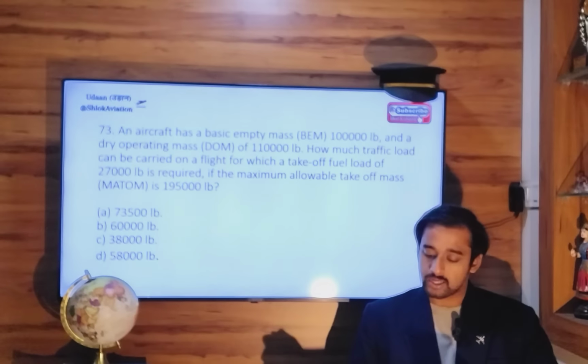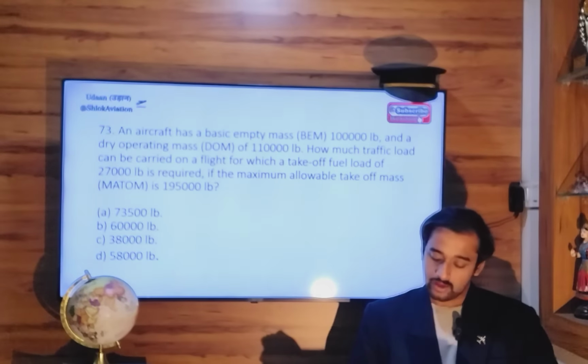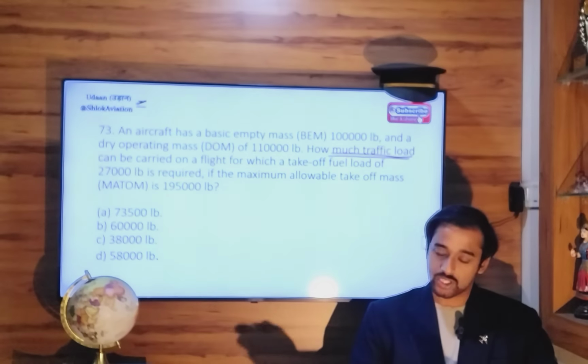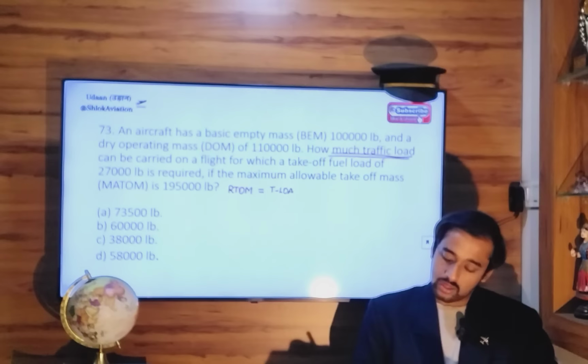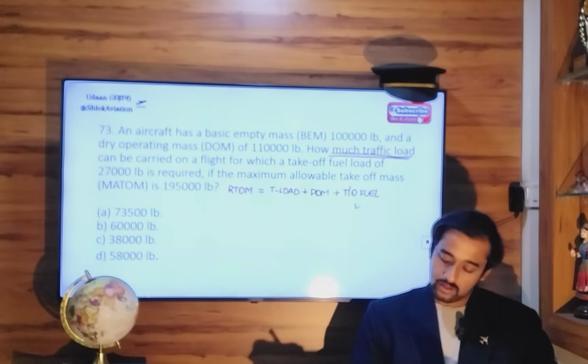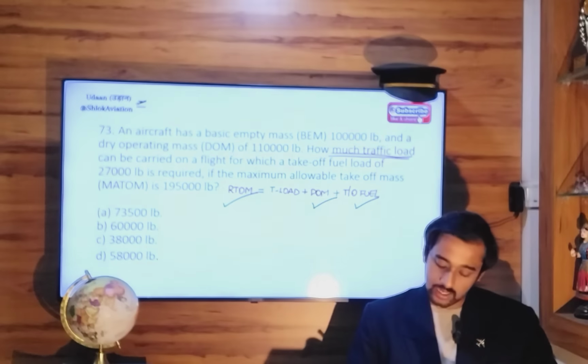73. Aircraft has a basic empty mass as a dry operating mass. How much traffic load can be carried on this flight for which a takeoff fuel load of 27,000 pound is required if the maximum allowable takeoff mass is 195,000 pound. So we have to calculate traffic load in this question. Now we have one direct formula in which regulated takeoff mass equals to your traffic load plus dry operating mass plus your takeoff fuel, right? Now looking at this question, we have takeoff fuel given, dry operating mass given, and we have maximum allowable takeoff mass given to us also, right? So let's follow this and see if we get the correct answer.